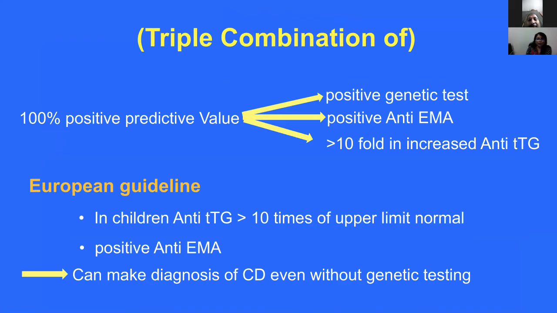So a triple combination: we have seen that almost all patients with a positive genetic test, that is HLA positive, anti-endomysial antibody, which is very specific, and more than 10-fold increased anti-TTG, all these three combined can give almost 100% positive predictive value. So it can be used as in the European guidelines. They have said that in children with TTG more than 10 times the upper limit of normal and positive anti-endomysial antibody, we can make a diagnosis of celiac disease even without genetic testing and even without doing a duodenal biopsy.